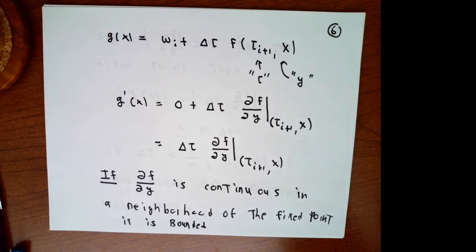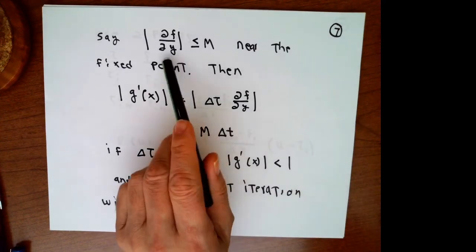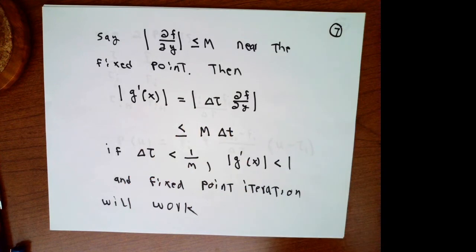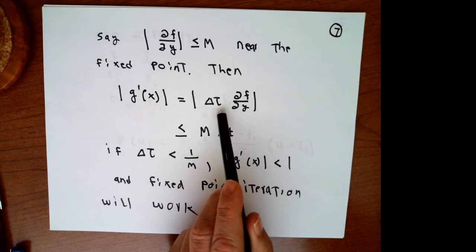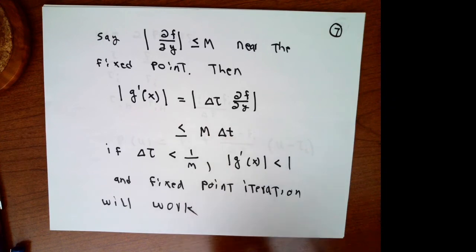That means, since a continuous function is closed and bounded, that partial derivative must be bounded. Under those circumstances, there's some constant m, so that absolute partial of f with respect to y is no bigger than m. This tells me that the absolute value of g prime, which is equal to that, can't be any bigger than m times the time step delta t. M is a finite constant.